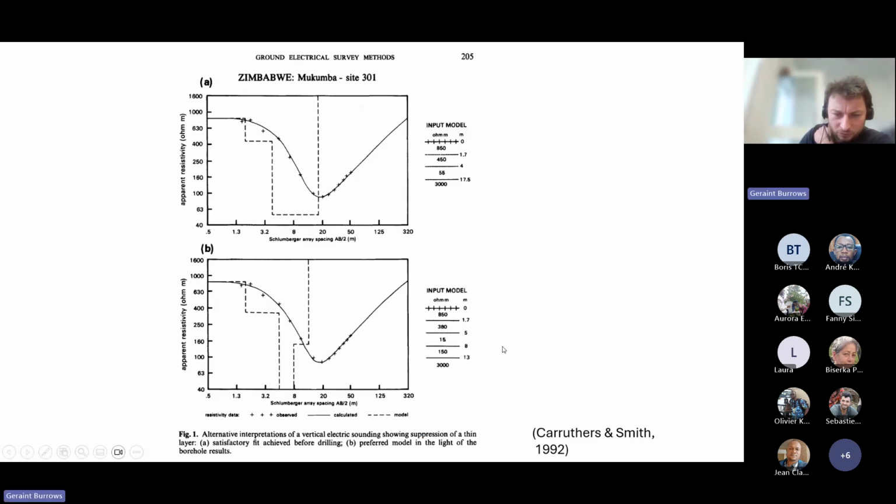And here's another example of how that suppression just, you can't see it in the geological curve, and they've added it based on their understanding.